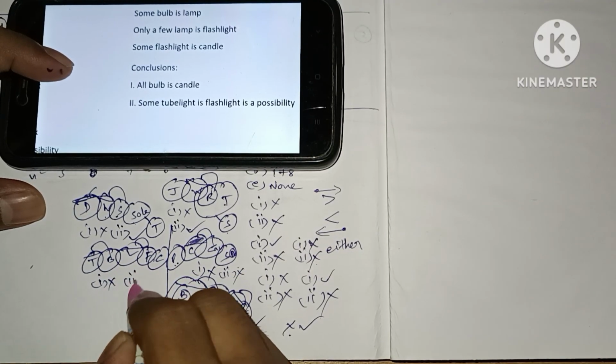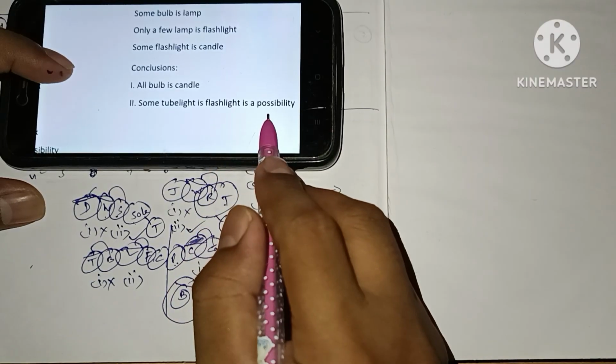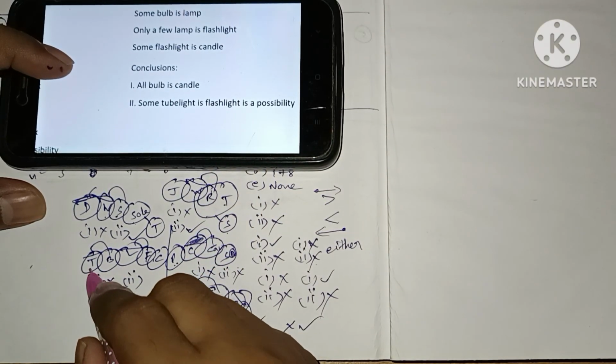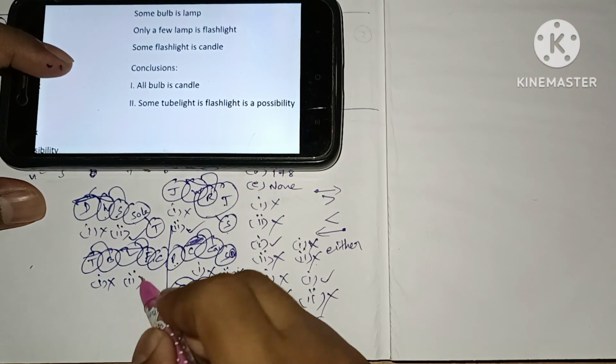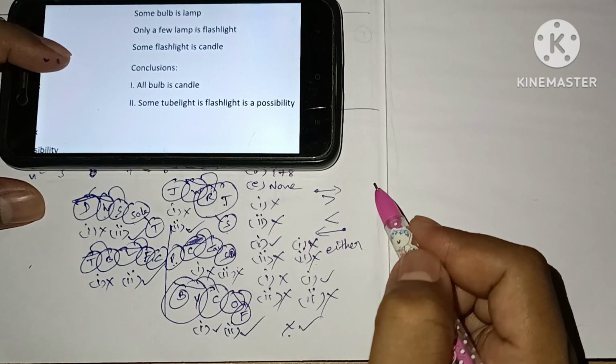Second conclusion, some tube light is flashlight, is a possibility. Some part of a tube light can share with the flashlight, as it is possible. So the second conclusion will be true.